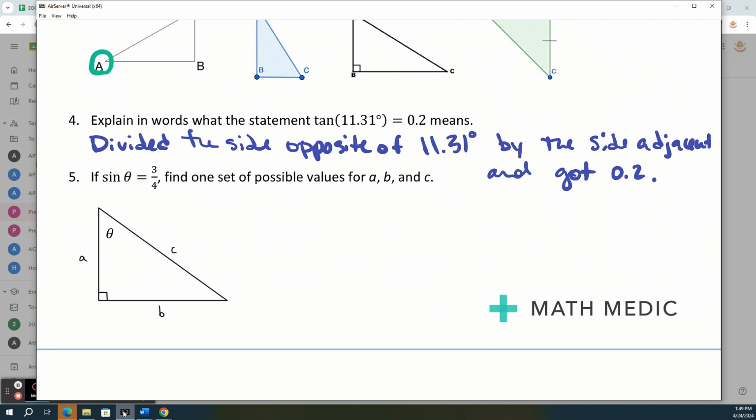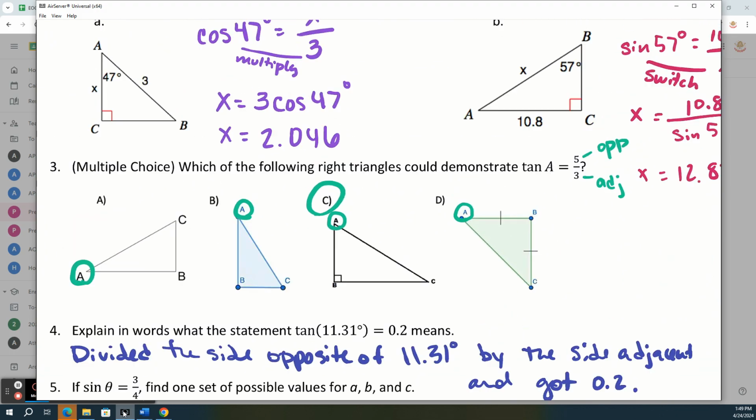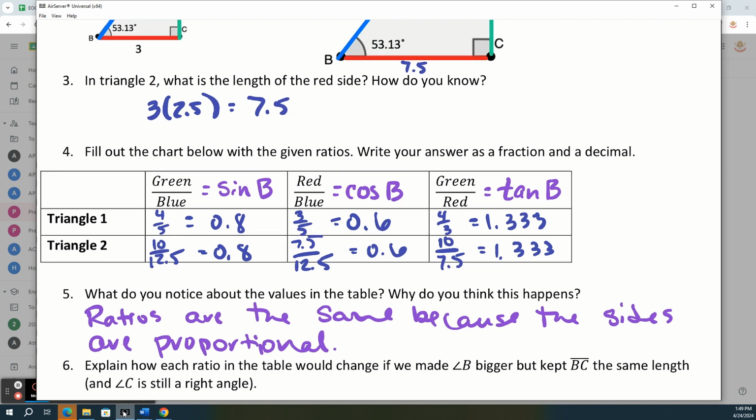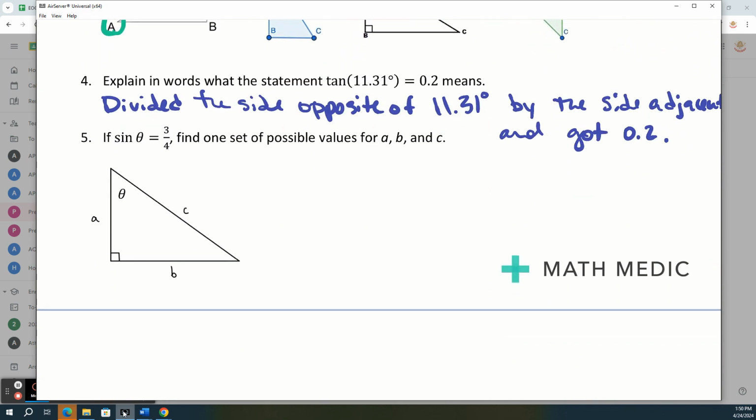Okay, one more question. So in number 5, if the sine of theta is 3/4, find one set of possible values for A, B, C. There's an infinite number of answers for this because of this whole ratio thing. If all similar triangles are going to have the same sine, I'm just going to do the easiest one we could do, which is if the sine of theta is 3/4, that means 3 can be the opposite side. What would 4 be? The hypotenuse. Oops. I keep wanting to write hypotenuse with a B.